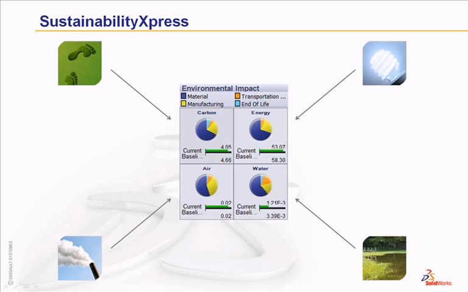Sustainability Express takes into account the material of your part, how and where it was manufactured, and where it will be used. The values of the environmental impacts update as you change your design. You can even have the software suggest greener materials that meet your engineering specs so you can confidently decide on what is the most sustainable choice.